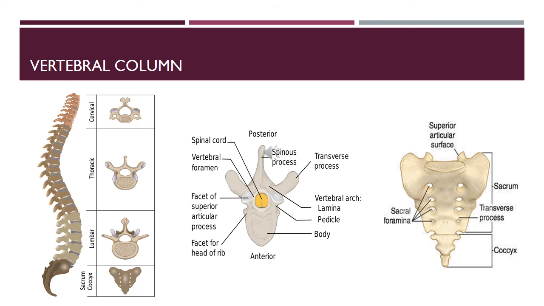In this slide, we have an image of the thoracic vertebrae. It has a body, a spinous process and transverse process, and also a vertebral foramen through which the spinal cord passes. Then we have the sacrum and coccyx. Sacrum is a fusion of 5 bones and coccyx is a fusion of 4 bones. Together they form the pelvic curvature.